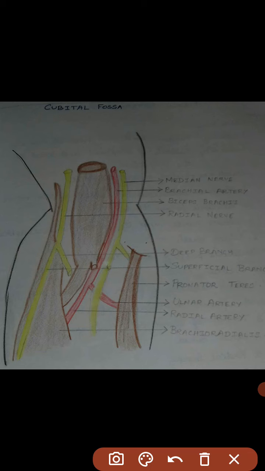And the median cubital vein is also used for introducing cardiac catheters to get sample of blood from various chambers of the heart. And this cubital fossa anatomy is also useful while dealing with the elbow joint fracture or supracondylar fracture of humerus.